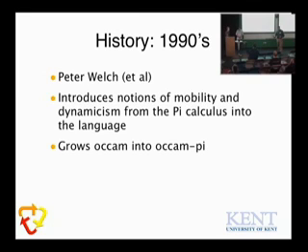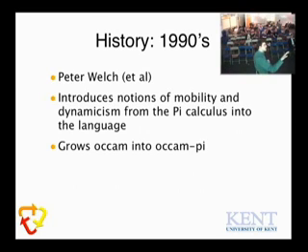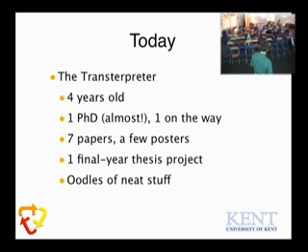Now, in the last decade and a half, Peter Welch and others at the University of Kent, as well as colleagues elsewhere, have been extending Occam into the language that they call occam-pi. And what they've done is they've borrowed from the pi calculus and introduced notions of mobility. And so we have notions of both data mobility across disparate or distributed networks. We have notions of channel mobility, process mobility.